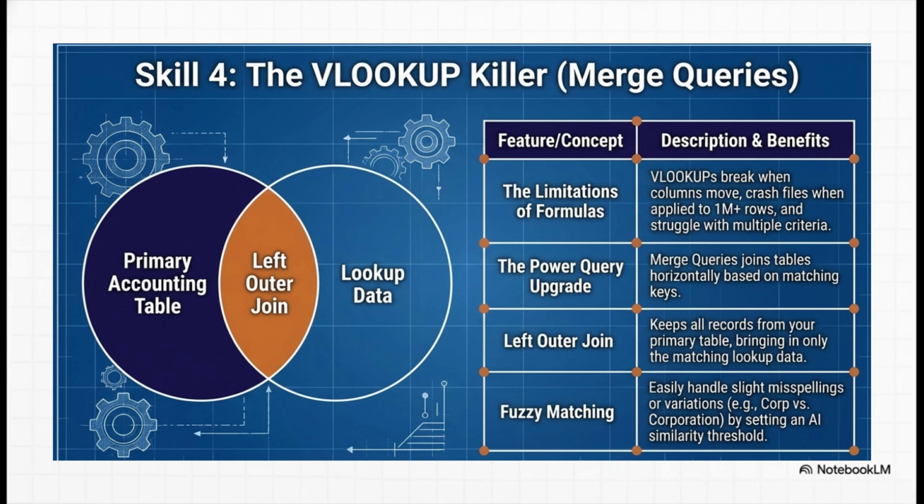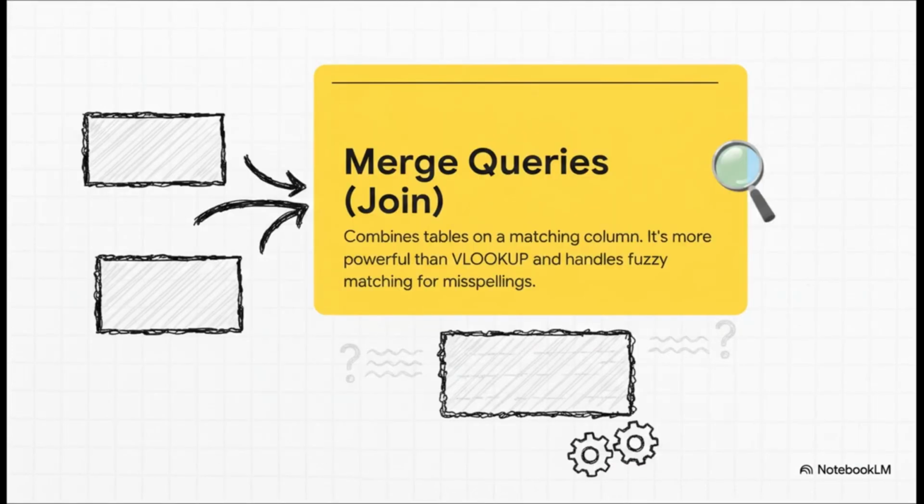Okay, first up, let's talk about the VLOOKUP. We all use it, but let's be real, it's one of the biggest sources of errors and frustration in our financial models. Well, I'm here to tell you there's a better way. We're going to replace it with something far more powerful and way more reliable called merge queries. Merging is, quite simply, the professional way to join two tables together. You know, like when you need to bring in account descriptions from your chart of accounts to match up with your trial balance.